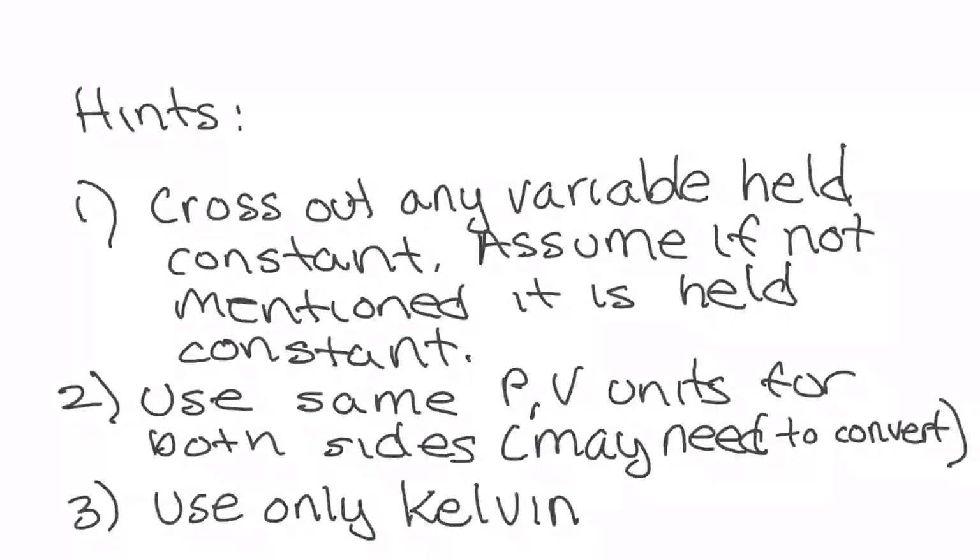Hint number 2 is you have to use the same pressure and volume units for both sides. So if you're in atmospheres on one side, you're in atmospheres on the other side. If you're in millimeters of mercury, you have to be in millimeters of mercury for both sides, milliliters or liters for both. If they give you pressure 1 in atmospheres and pressure 2 in millimeters of mercury, you will have to convert it, either both to millimeters of mercury or both to atmospheres.